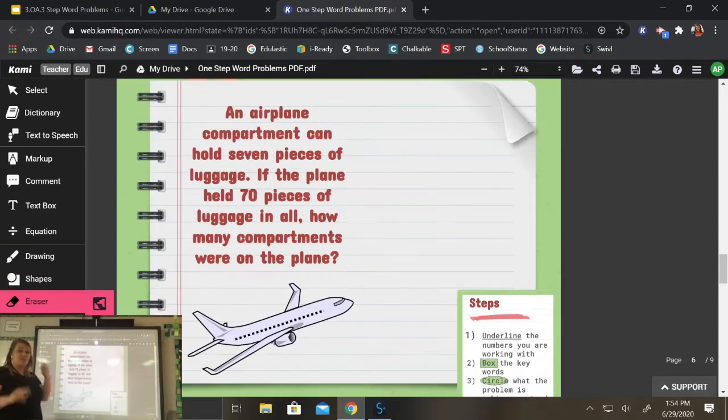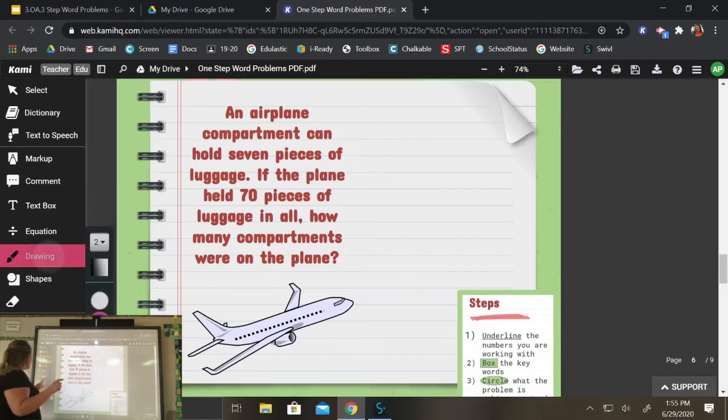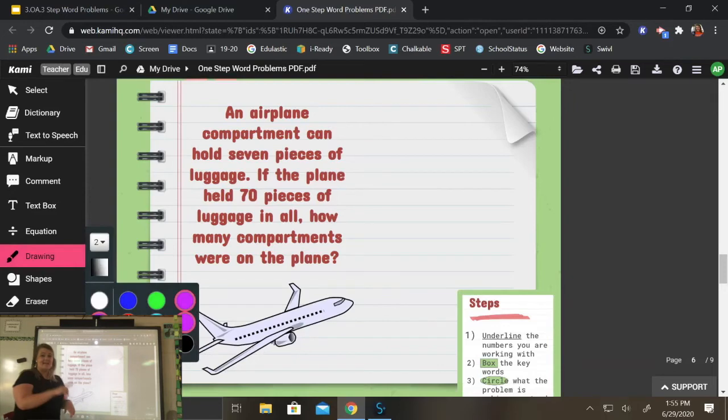We have our third problem, and it's an airplane compartment. And the airplane compartment can hold 7 pieces of luggage. If the plane held 70 pieces of luggage in all, how many compartments were on the plane? So that's our first read. Now we're going to go in and read it for the second time, and we're going to mark up our word problem.